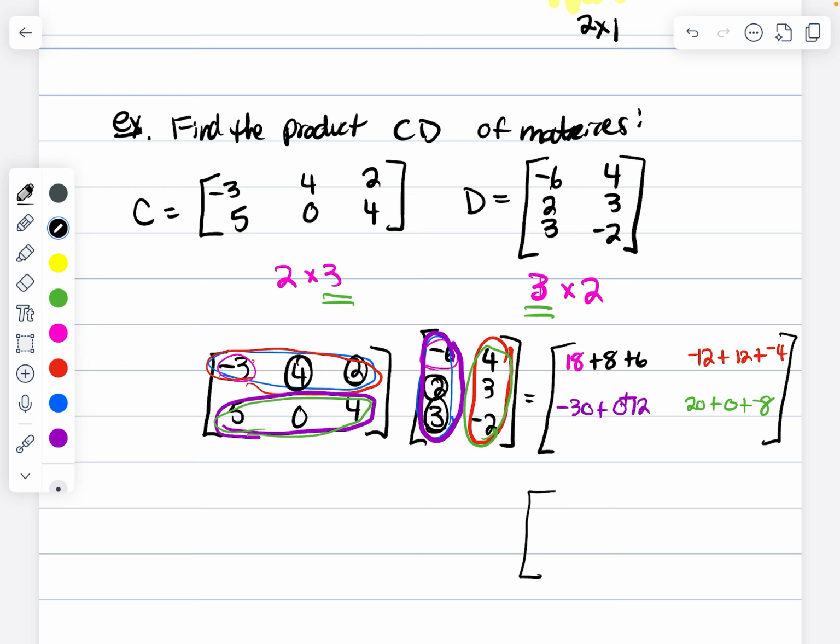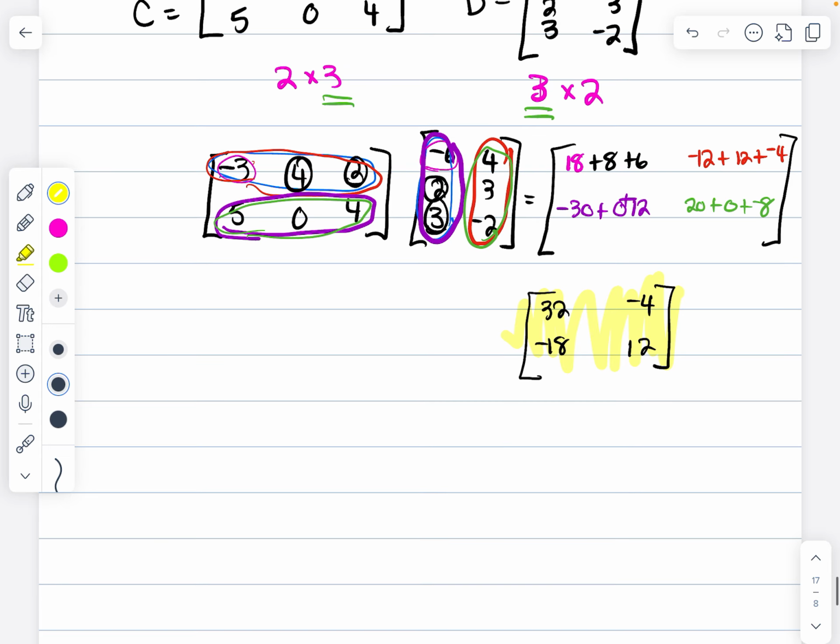So finally, our result should be 32, negative 18, negative 4, 12. This is the result. All right. I think that's it.